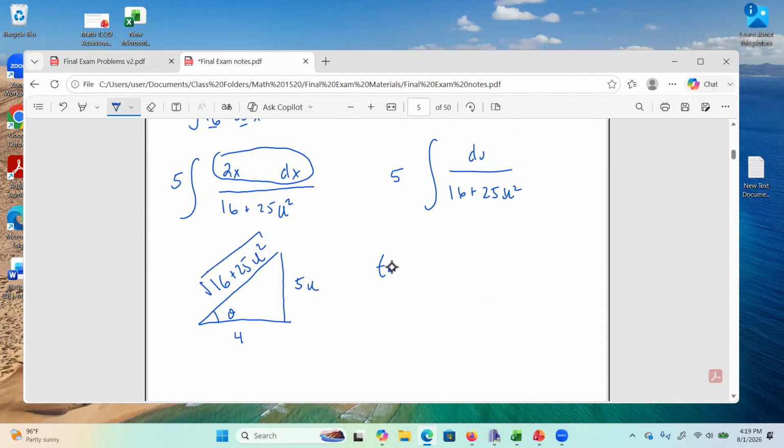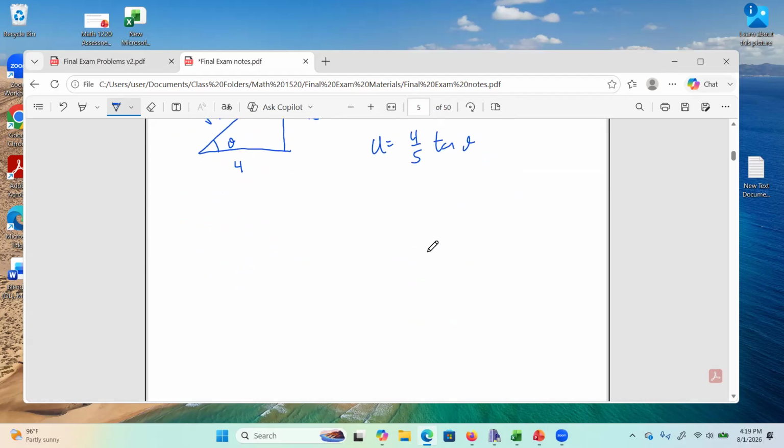So my tangent of theta is equal to 5u over 4, or u is equal to 4/5 tangent of theta. At that point, we're going to say du is equal to 4/5 times the derivative of tangent, which is secant squared theta d theta. We're just going to hold that off to the side here.